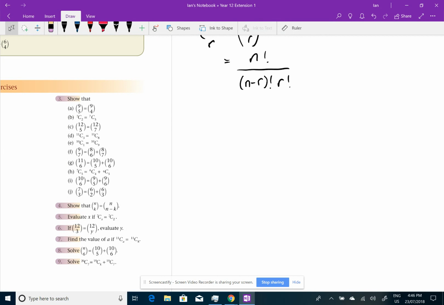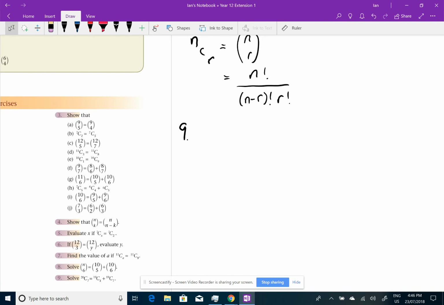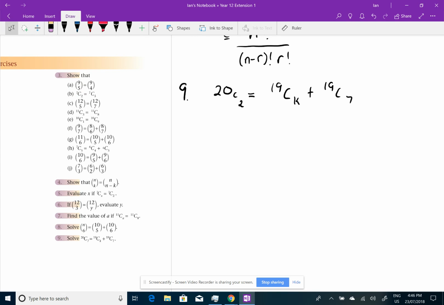So question 9, this is a bit of a doozy actually. Let's have a look at it. I've got to solve 20C2 equals 19CK plus 19C7. Now I know you can do this with the calculator, but what I'm going to do is work both sides. This is a solve, it's not a show, so I can work both sides of the equation.